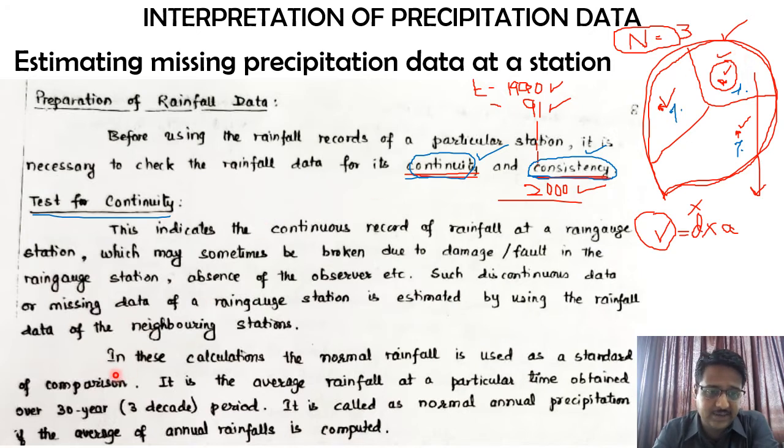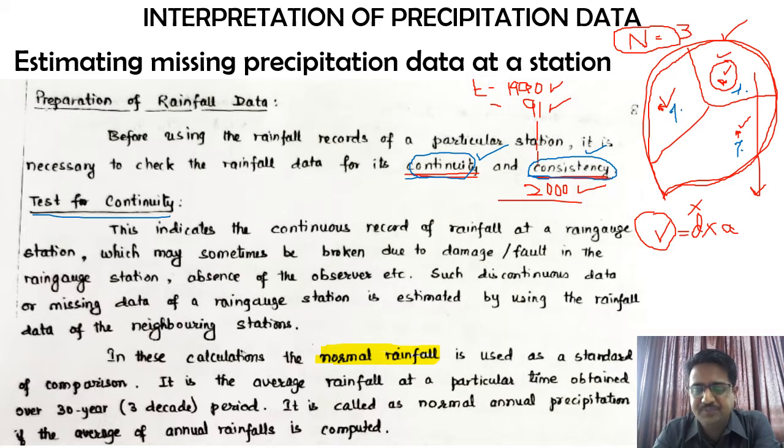Now continuing, in these calculations the normal rainfall is used as a standard of comparison. It is the average rainfall at a particular time obtained over a period of 30 years, or 3 decades. It is called the normal annual precipitation if the average of annual rainfall is computed. So now here one important term that you need to remember from now onwards, for all the calculations, is this normal rainfall.